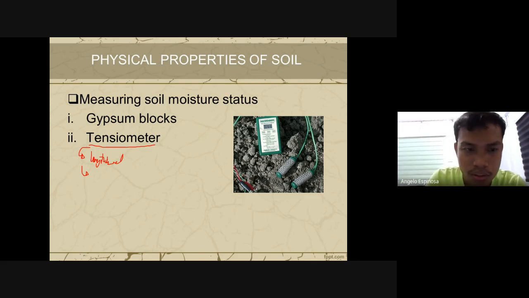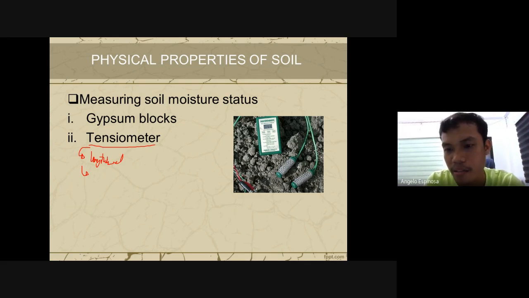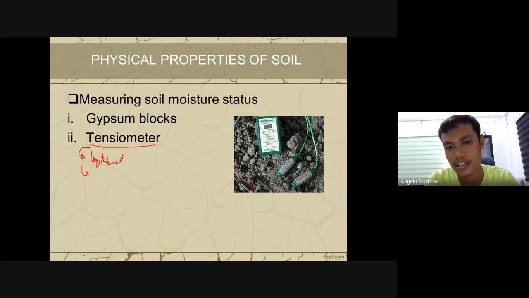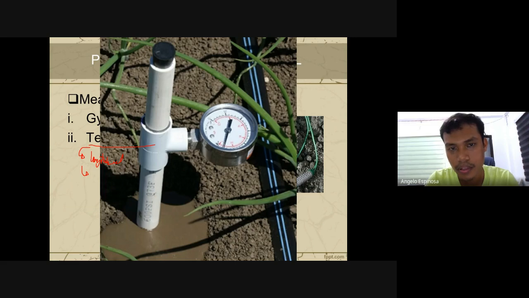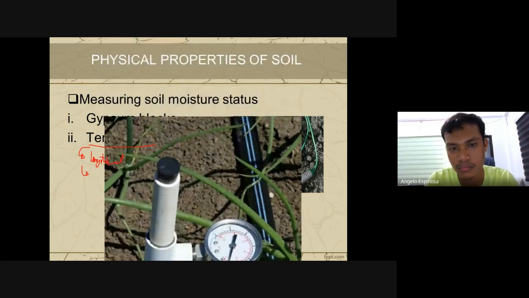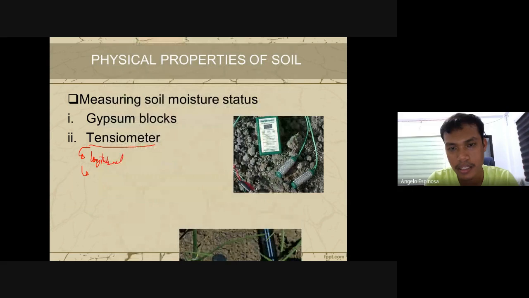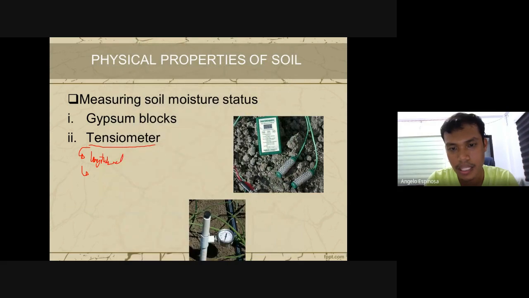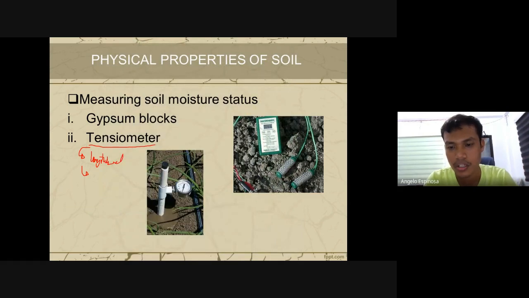So, you have here the tensiometer. Yung may gauge, yung parang sa magluluto ka. Okay, so that is an example of tensiometer. Nilalagay sa baba para malaman yung tension ng water. So, that's an example of tensiometer. Ito ang gypsum blocks. That's how you're going to measure soil moisture status.